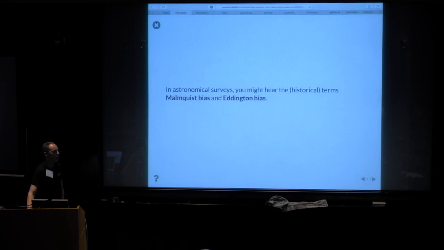So, before jumping into it, there's a couple of terms that you will almost certainly hear if you work on survey data, and so we should know what they mean. Malmquist bias and Eddington bias.